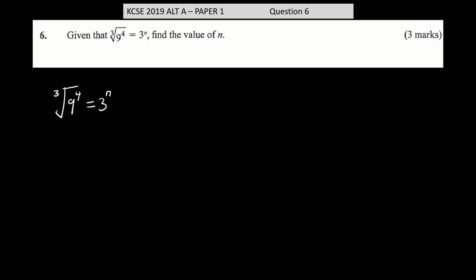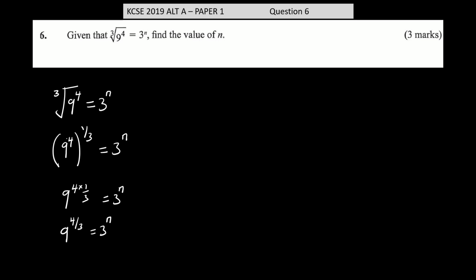Coming back to our question, we can say that the cube root of 9 to the power of 4 can be written as 9 to the power of 4, everything to the power of 1 over 3, equal to 3 to the power of n. And since brackets denote multiplication, we can say that this equals 9 to the power of 4 times 1 over 3, equal to 3 to the power of n. And this is 9 to the power of 4 over 3, equal to 3 to the power of n.